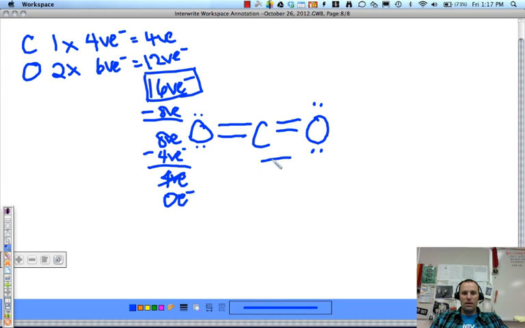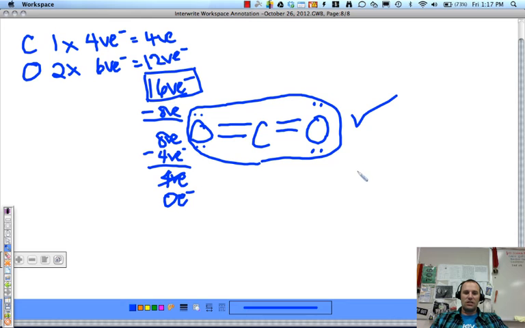Is everybody happy in the picture? You check. 2, 4, 6, 8. Everybody in the picture has 8 valence electrons. Okay, so this diagram is done.